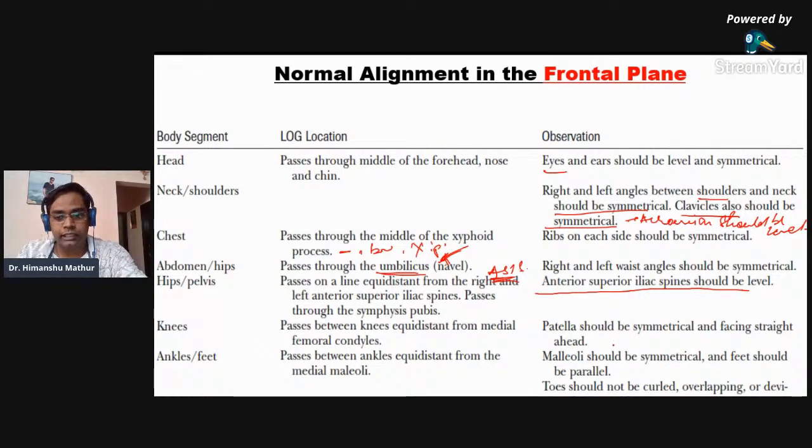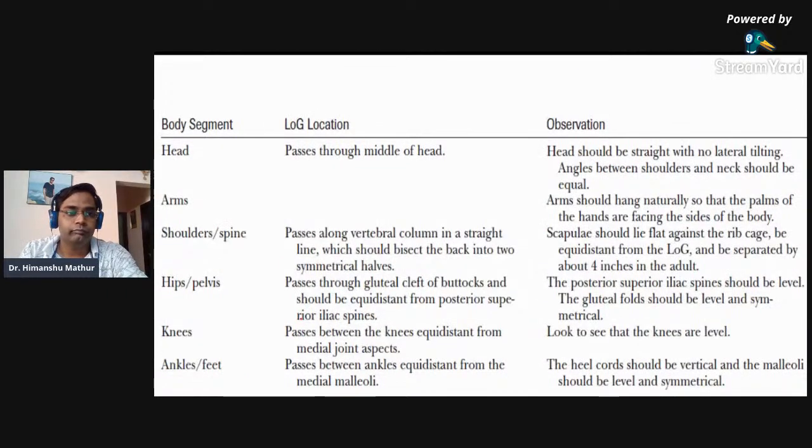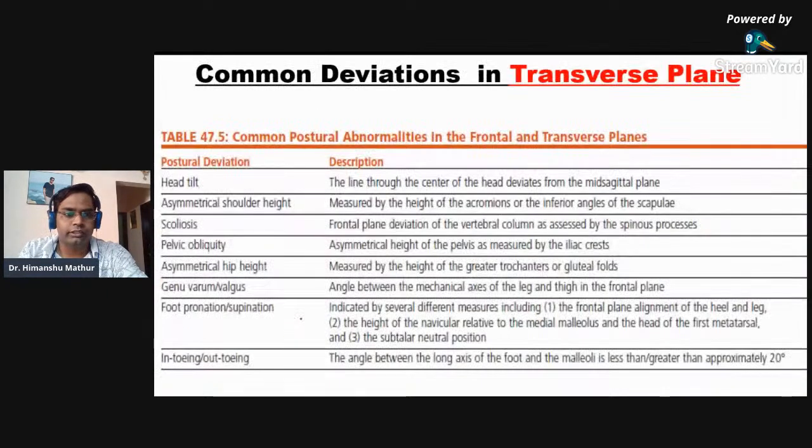Patella should be symmetrical and facing straight ahead. Now the ankles: it passes between the ankles, equidistant from the medial malleoli. The malleoli should be symmetrical, and the feet should be parallel. It should not be curled, overlapping, or deviated to one side, right? From the posterior view, you can see if you have a calcaneal varus or valgus; there could be some pronation, supination. In the knees also, you can see if there are varus or valgus deformities, right? We've talked about it again.